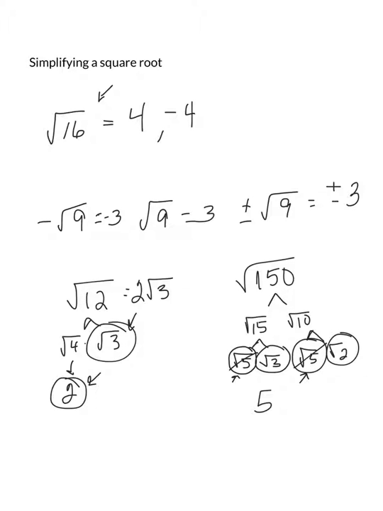But root 3 dead-ended, there's no perfect square there. And so did root 2. There's no perfect square in there. So now what I have to do is simplify it. I have to put it all back together. 5 stays on the outside. Root 3 times root 2 gives me square root of 6. So 5 root 6 is how to simplify it that way.